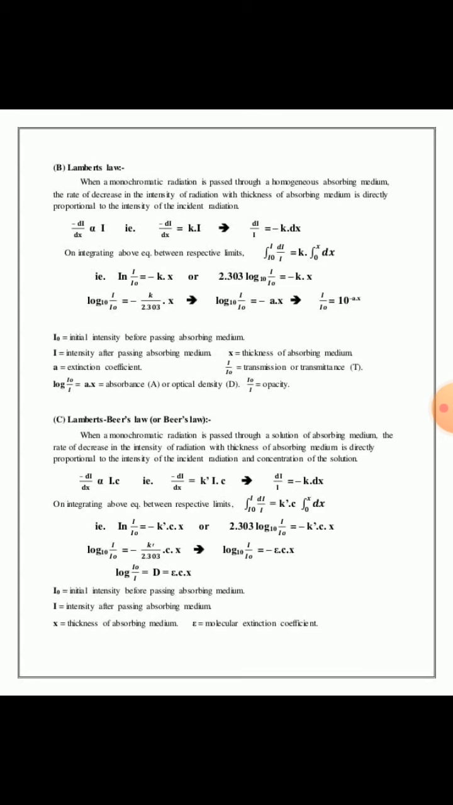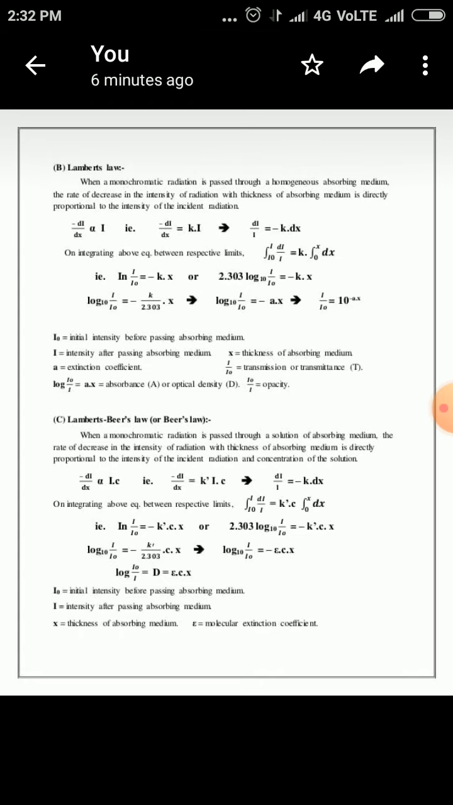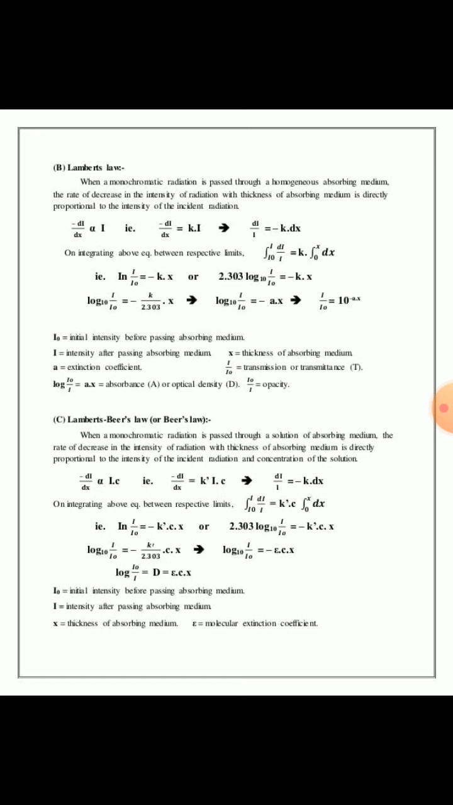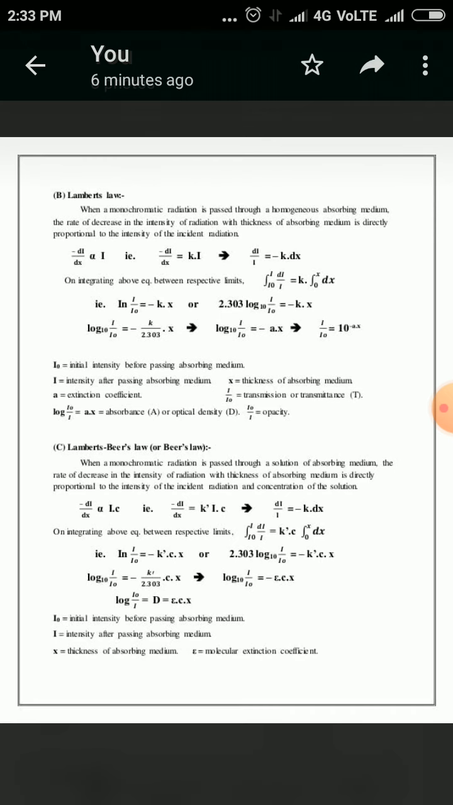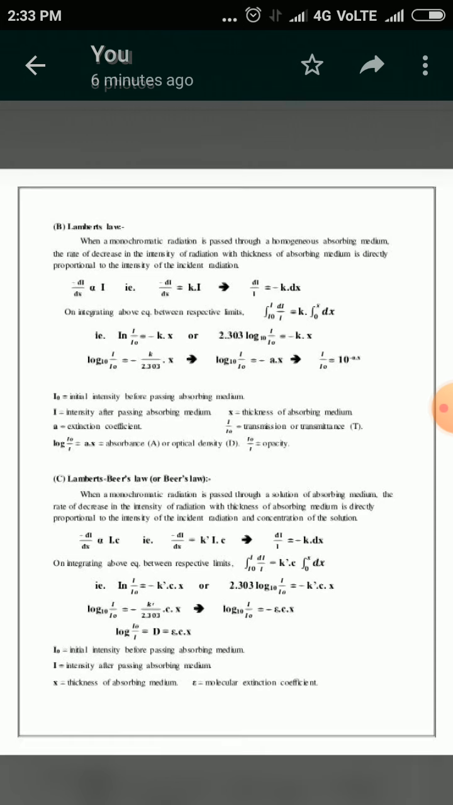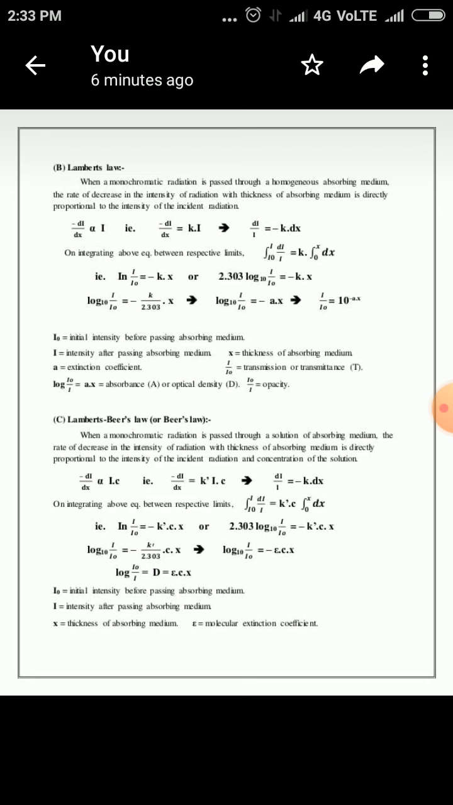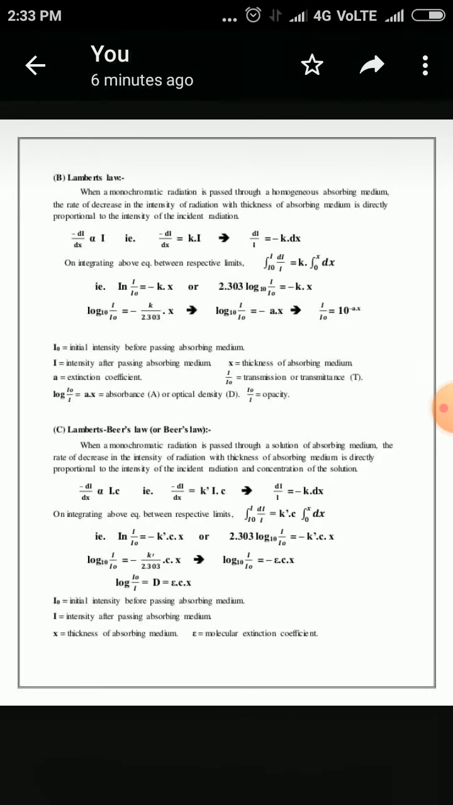Now we can write this equation as dI upon I is equal to minus k dx when we rearrange it. On integration and solving, finally we get I upon I0 is equal to 10 to the power minus AX, where I0 is the initial intensity before passing the absorbing medium, I is the intensity after passing the absorbing medium, A is the extinction coefficient, X is the thickness of the absorbing medium, and I upon I0 is the transmission. Log I0 upon I is equal to AX shows absorbance or optical density D.